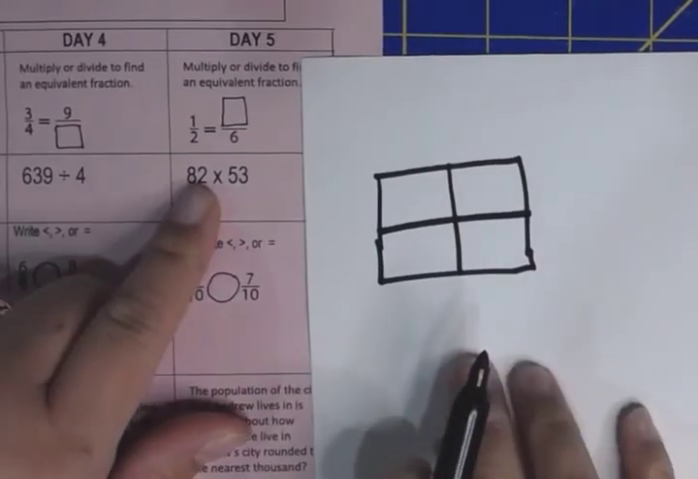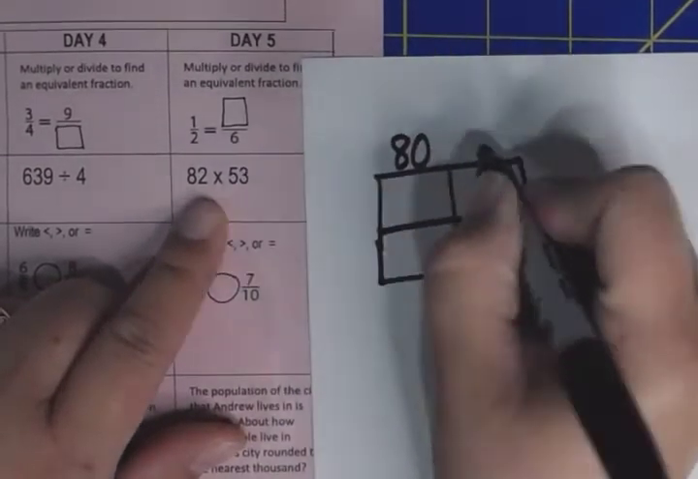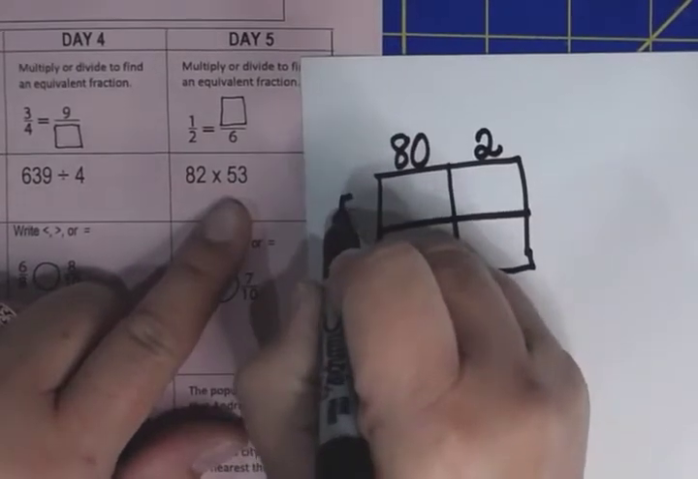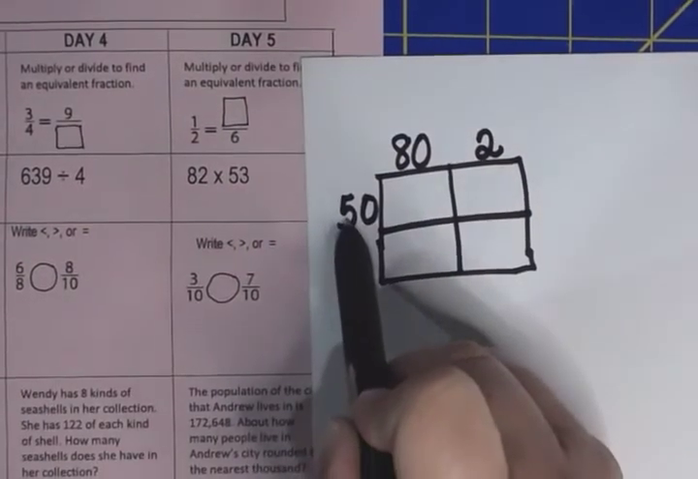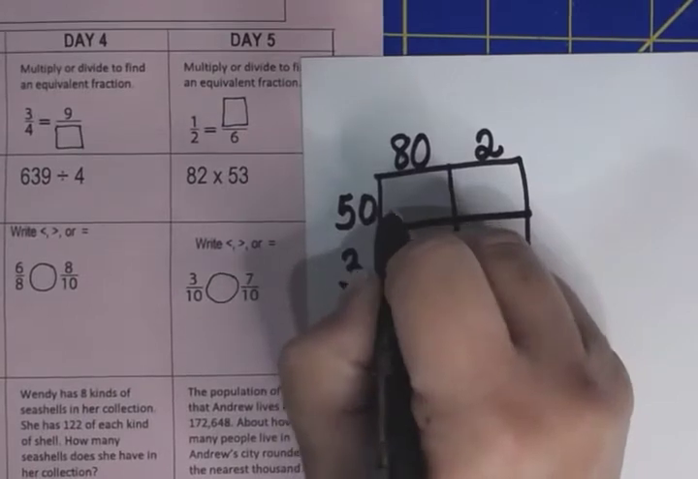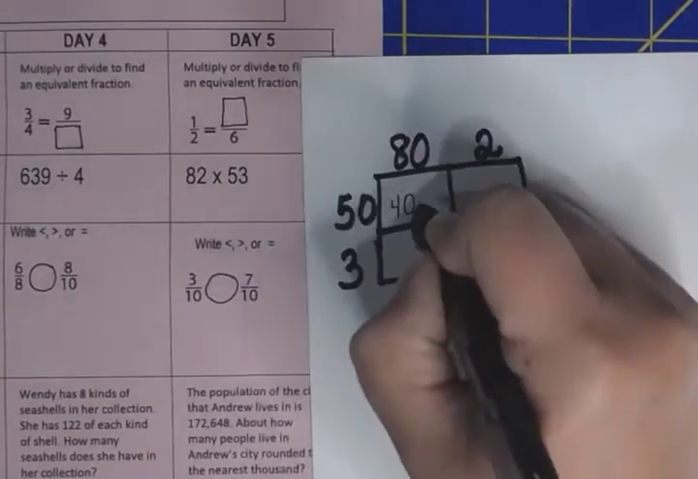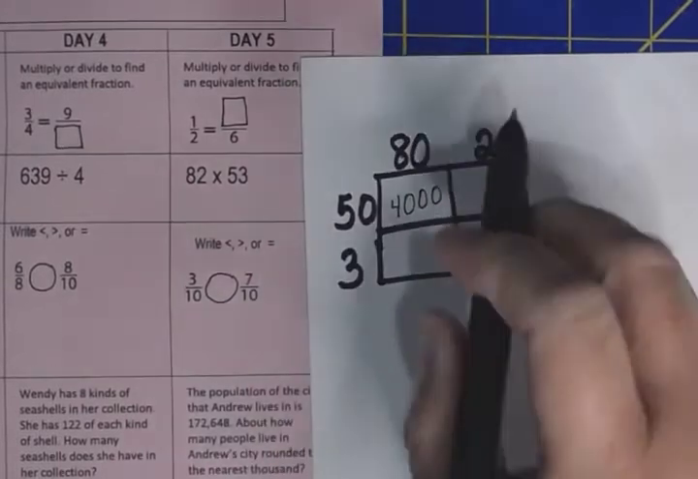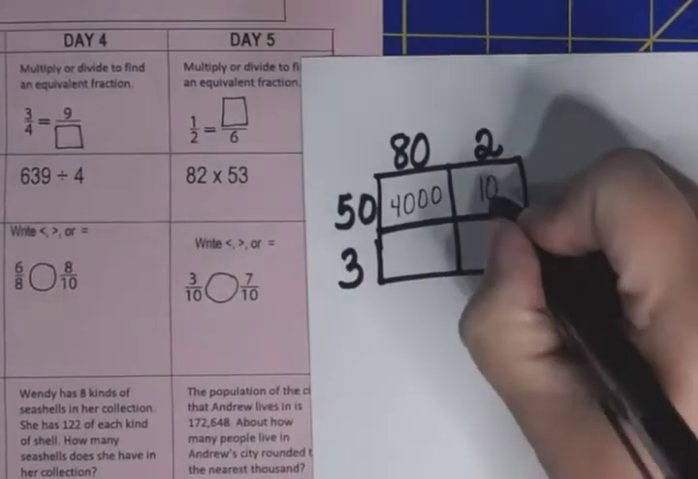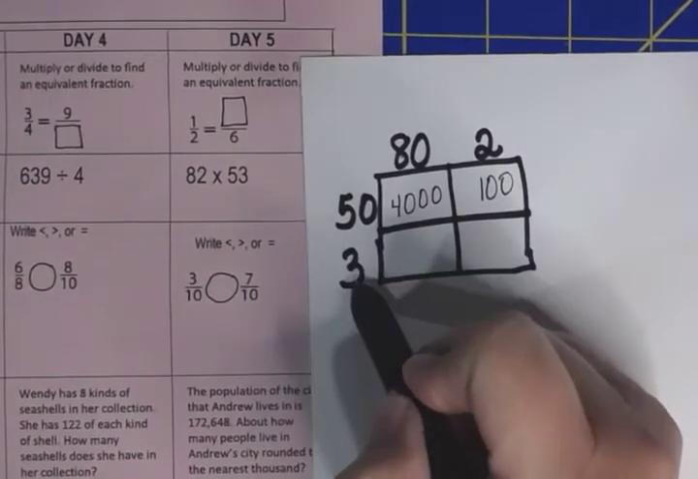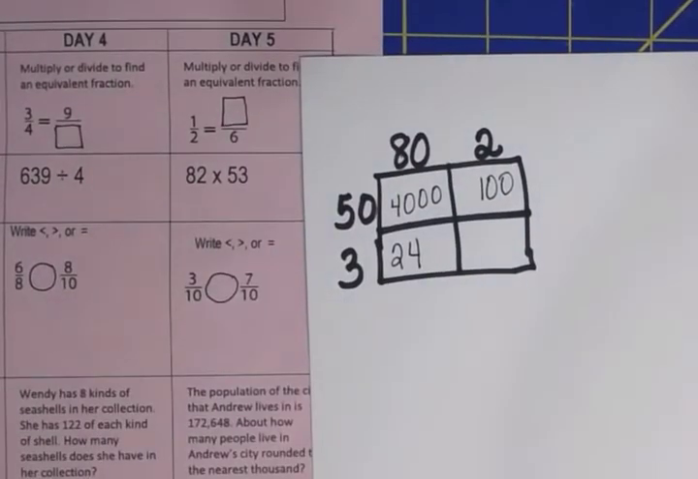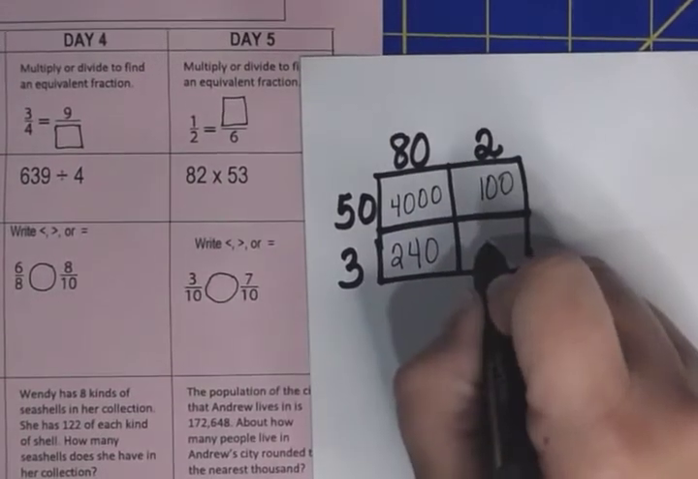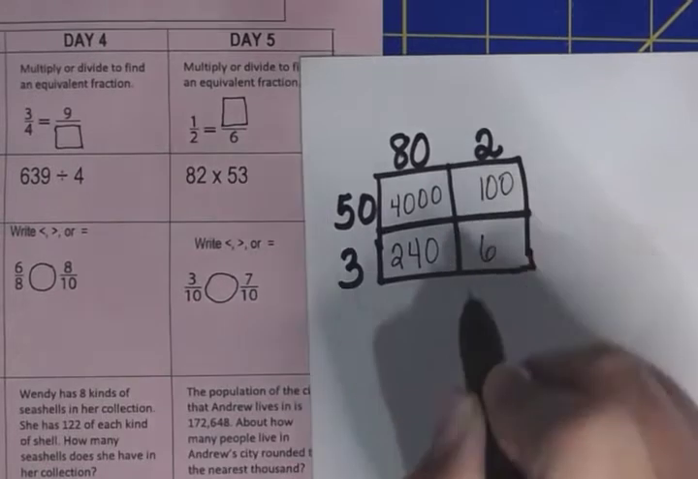We're going to write 82 in expanded form: 80 plus 2, and this side 50 plus 3. Now, multiply. 5 times 8 is 40, and then add your 2 zeros. 5 times 2 is 10, and then this 0, bring it over. 8 times 3 is 24, 1 0. 3 times 2 is 6.